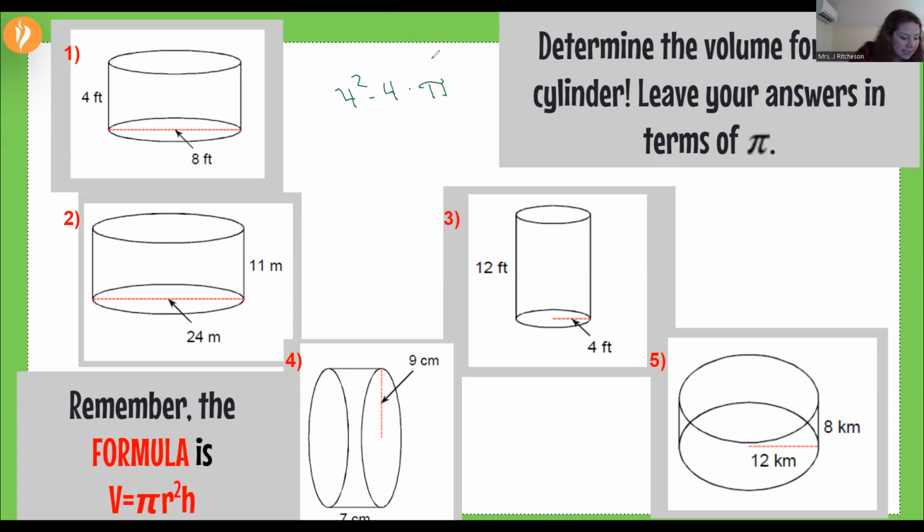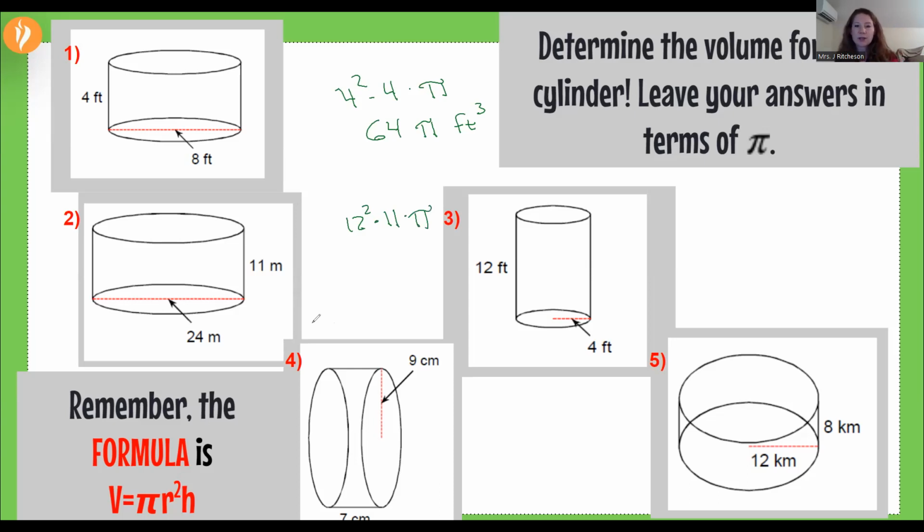So we got 16 times 4, which is 64, I believe. So 64 pi feet cubed. Oh, there shouldn't be a space right there. It should just be 64 pi. All right, the next one, your radius is 12, so you should have squared 12, which is 144, times 11, which is whatever that is, I don't know.